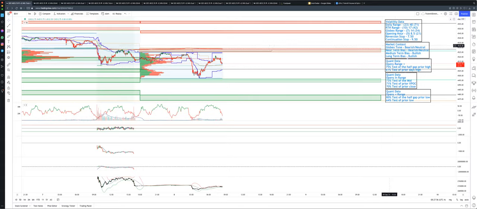In terms of the Globex session, the overnight trade was bearish, but it's come back into a neutral posture now. We're actually trading just below yesterday's volume point of control. That's the highest volume traded price there, and we can see that comes in at 45.20.